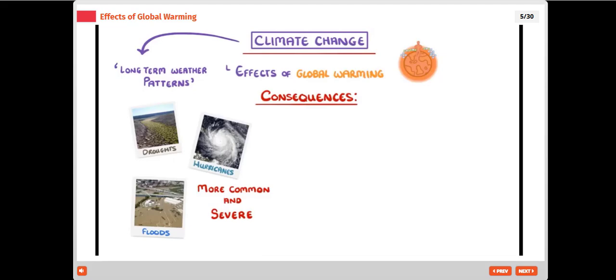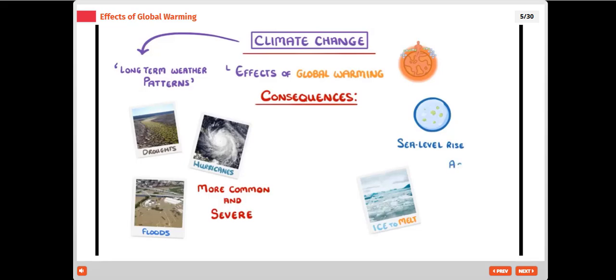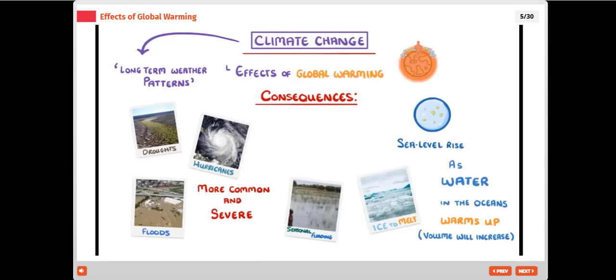Another consequence of global warming is sea level rise, which actually happens for two different reasons. One is that the higher temperatures will cause more ice to melt, which will then flow into the ocean. The second is that as the water in the oceans warms up, it expands, and so its volume will increase, making the sea levels rise even more. And this rise in sea levels will lead to seasonal flooding across the world, and in some places, the submersion of entire islands and coastal towns.